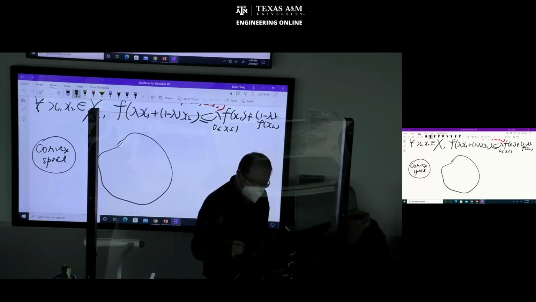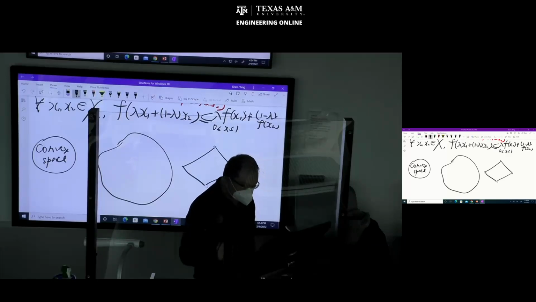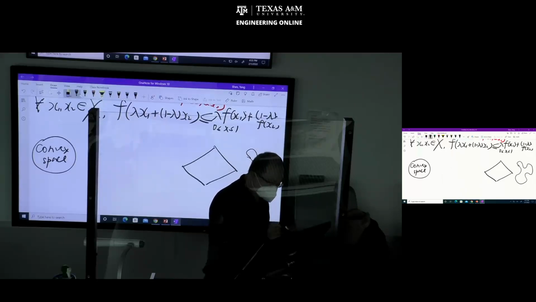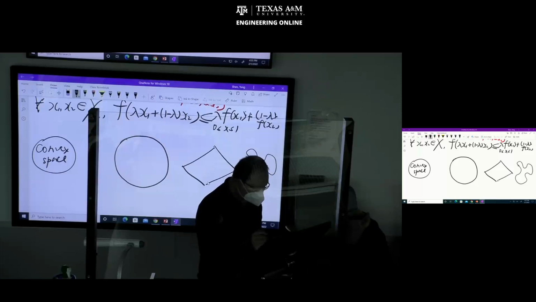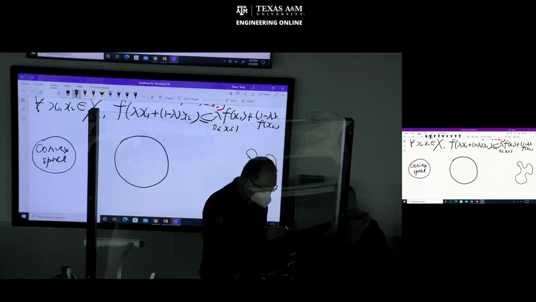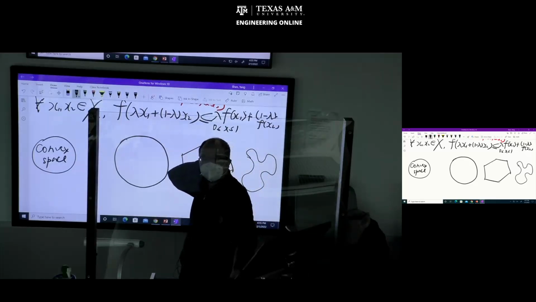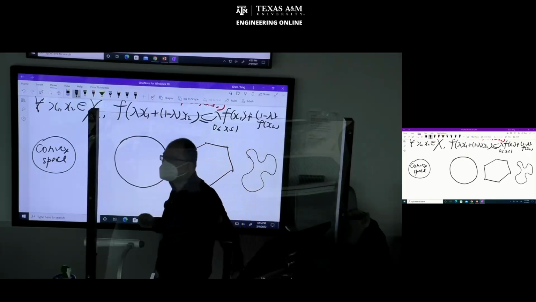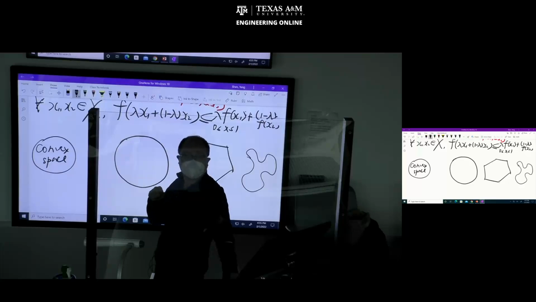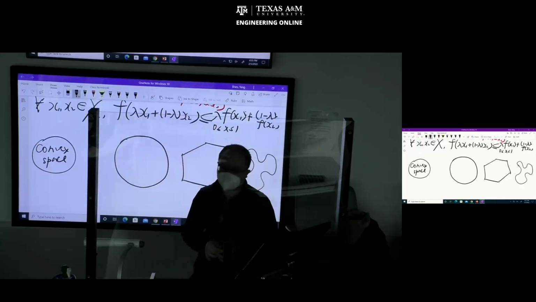Is this convex? Is this convex? Is this convex? Let me remove the first one. Circle. And then make this one a little bit more. So which ones are, or which one is convex? One, two, three? Two? Two is convex? Okay, anything else? One is also convex, it's a sphere. But why is the 3 not convex?